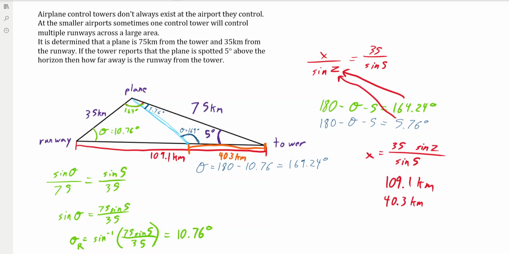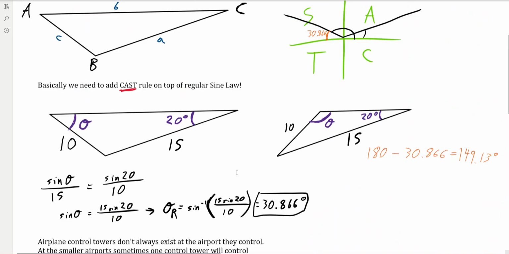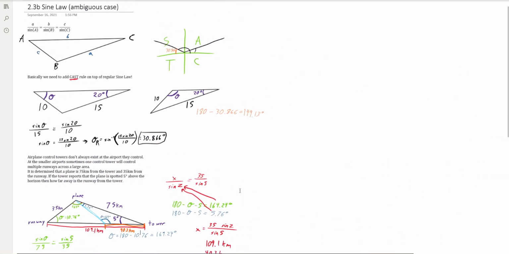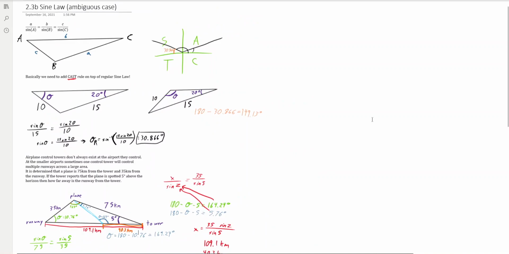Hopefully this video helped you better understand the ambiguous case and how much of a difference it makes, why it shows up with the arm swinging across, as well as how to use CAST rule to solve them and get around the issues of the ambiguous case. Hopefully this video helped, and good luck!